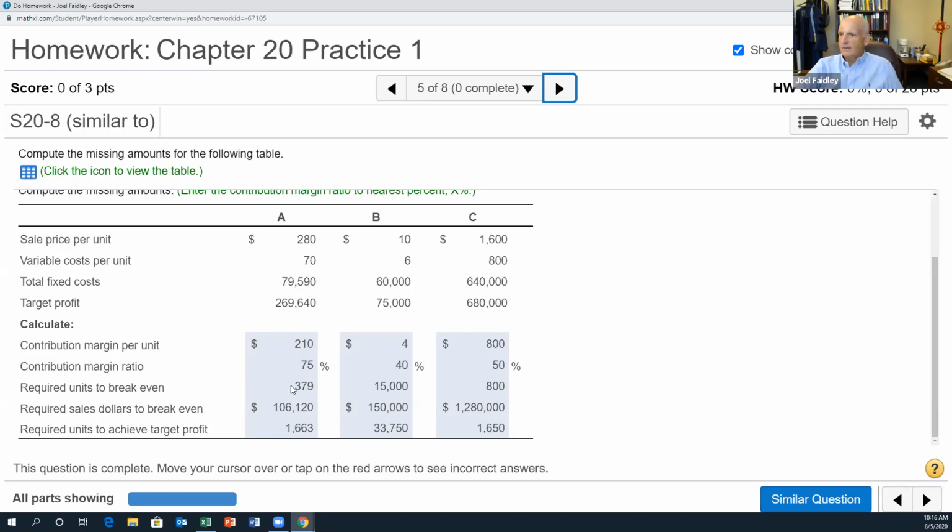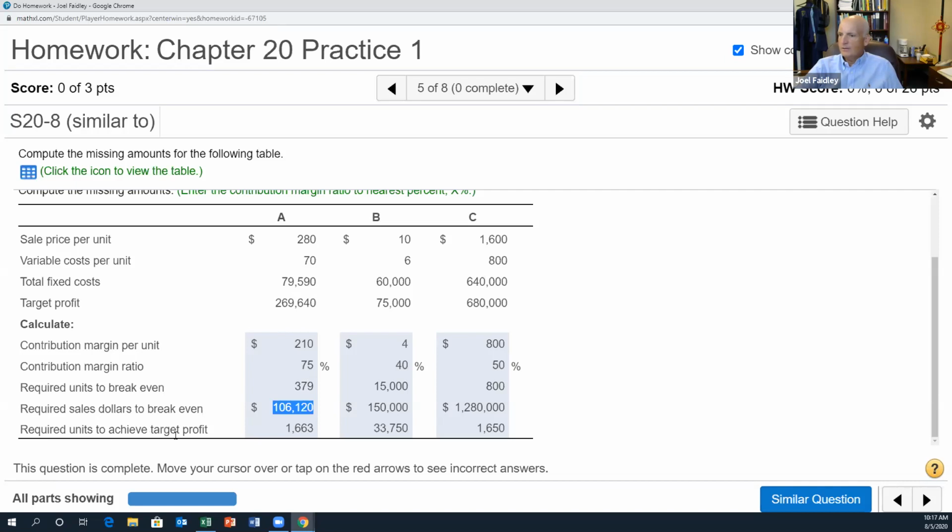$79,590 divided by 210 gives me 379. Of course, 379 times what? My sales price will give me required sales dollars to break even. Or you can do the ratio. You can take total fixed costs divided by what? 0.75 will give me 106,120 as well. 2 ways to do the same thing.